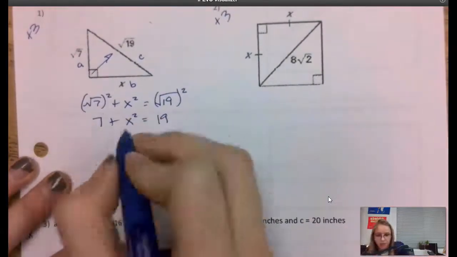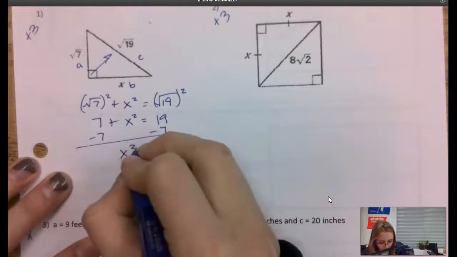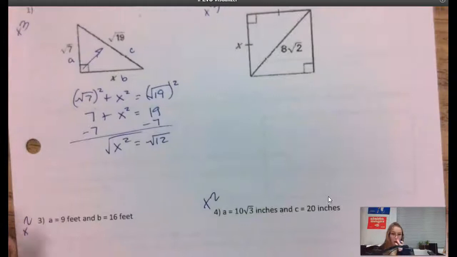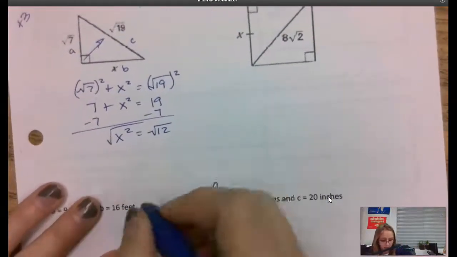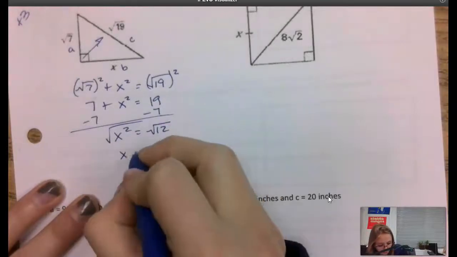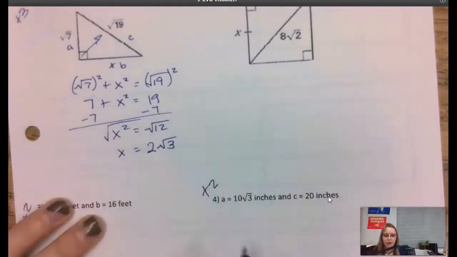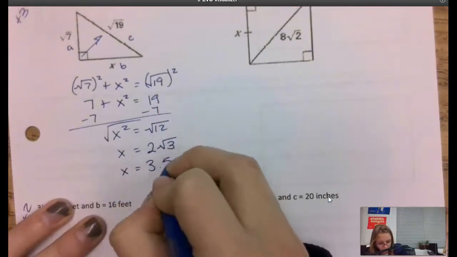I need to get x squared by itself, so subtract 7 from both sides, and we get 12. Now we have to square root it to get x by itself, and we would have x equals 2 radical 3, or x equals 3.5.